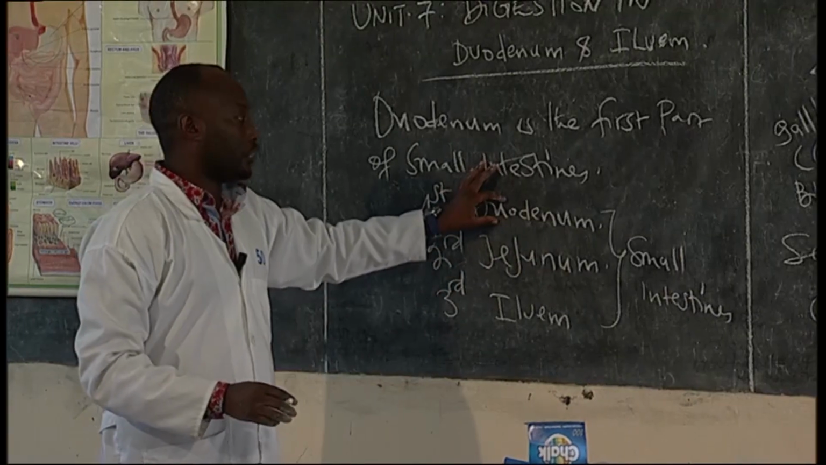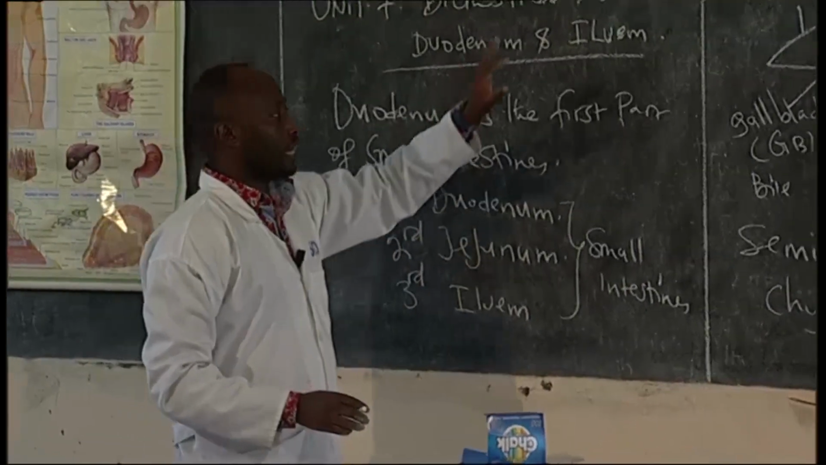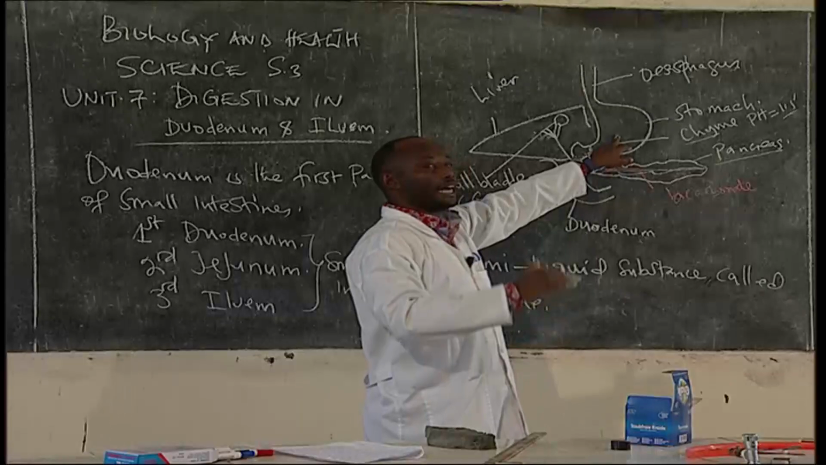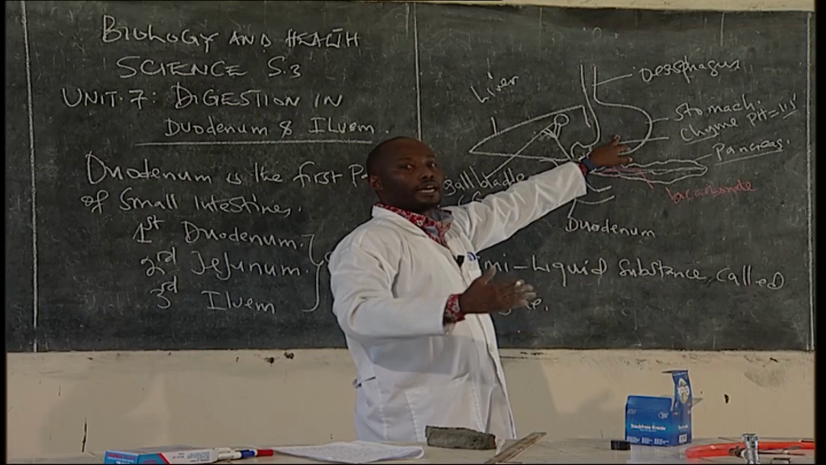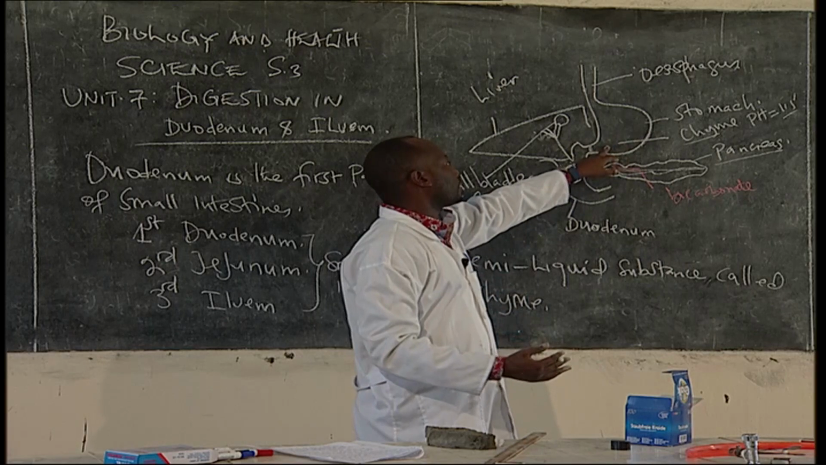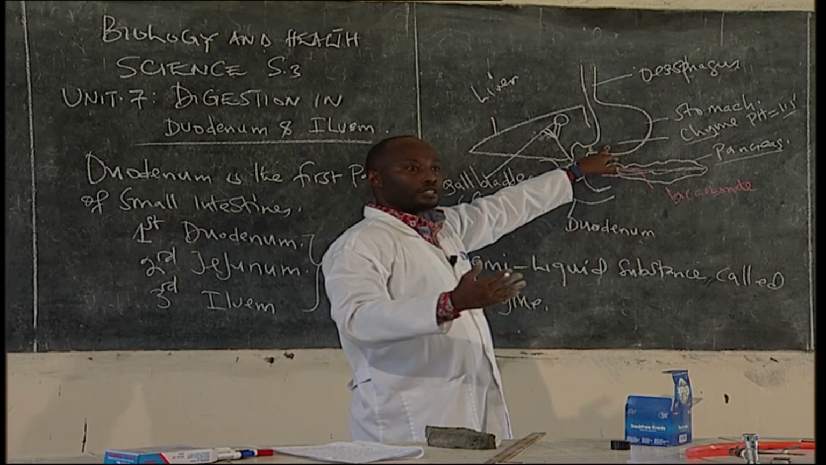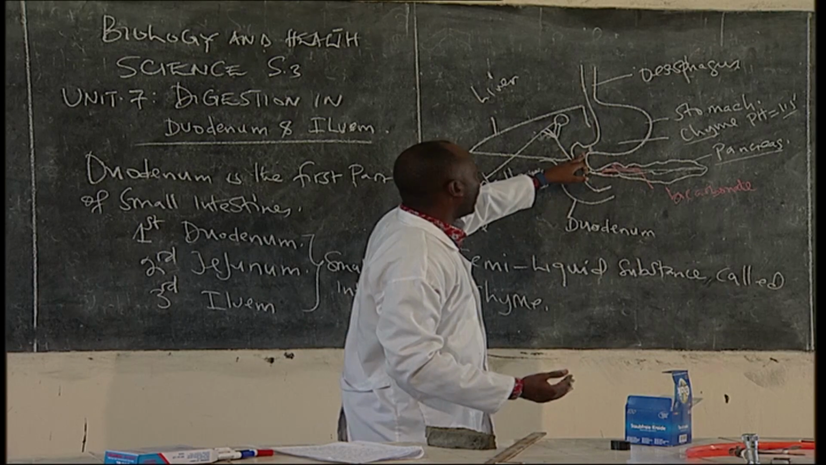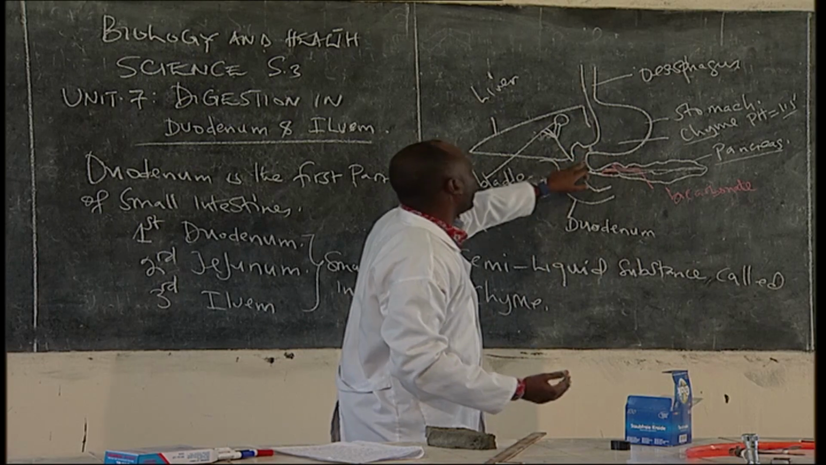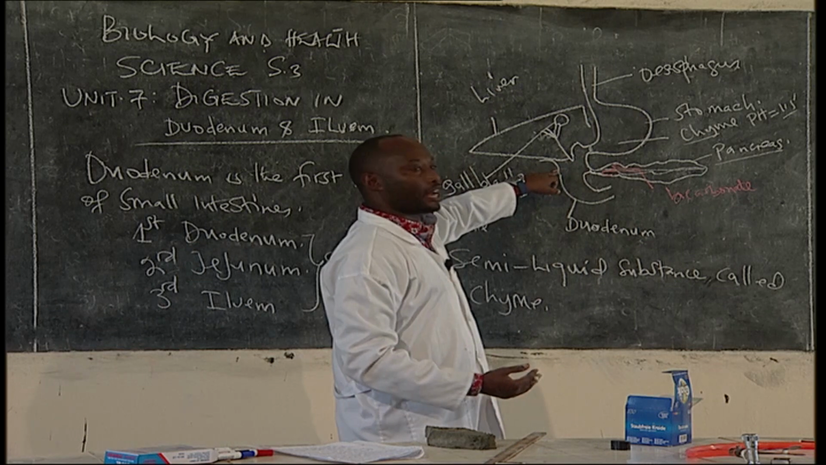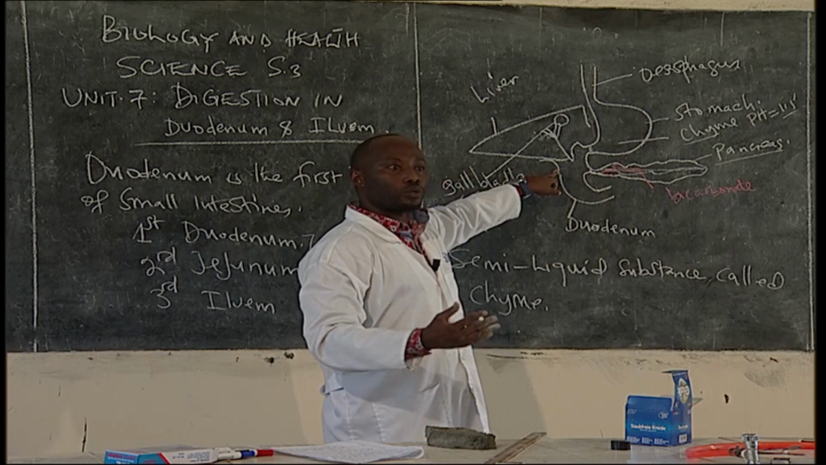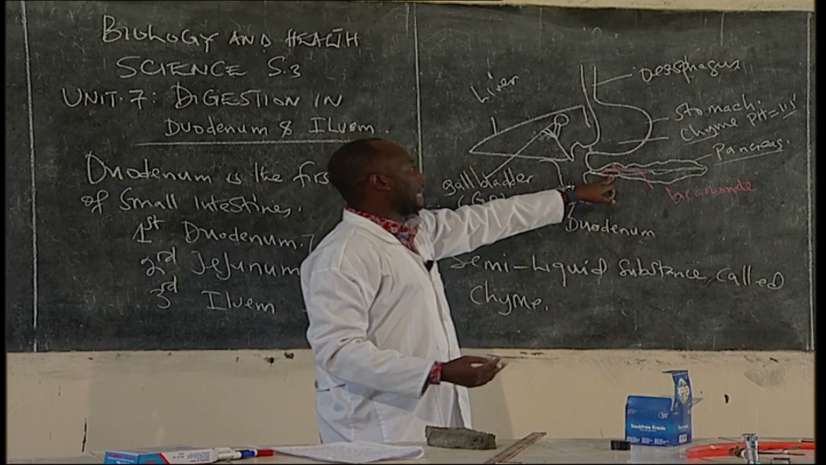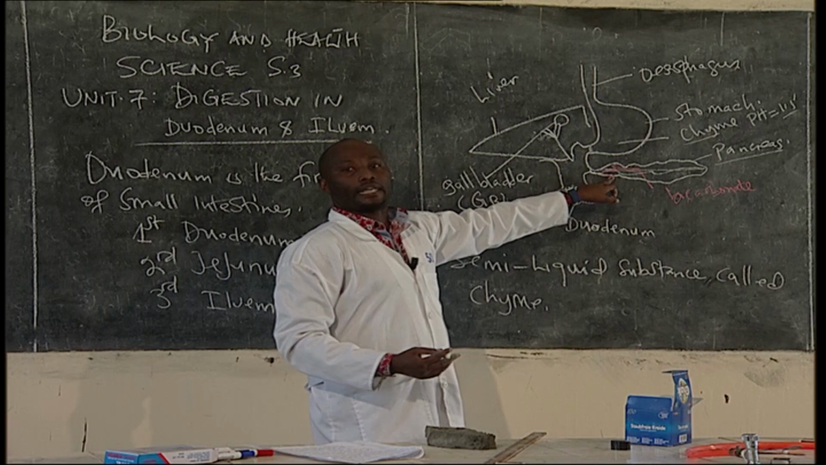I said the digestion in the duodenum starts from the stomach. The food is churned after mixing with the gastric juice and is released as a liquefied substance called chyme. The chyme is released into the duodenum, and once it is released, it stimulates the walls of the duodenum to secrete a hormone called secretin, which stimulates the pancreas to release pancreatic enzymes.